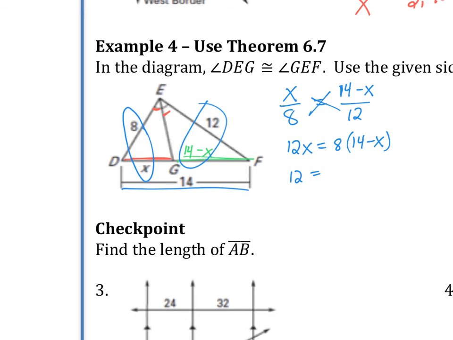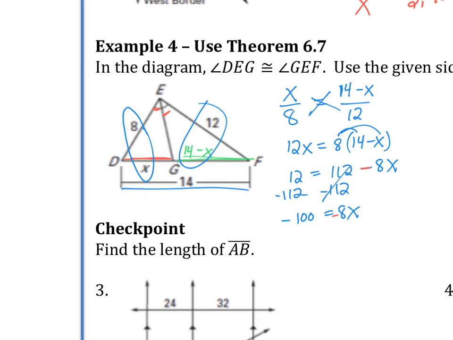So 12X equals 8 times 14, and 8 times 14 is 112 minus 8x. So we're going to do 8 times negative x and we get negative 8x. So if we solve this, we subtract 112. And we end up with negative 100 equals negative 8x. I totally forgot about my minus sign. So there's a negative sign here, so I need to have a negative sign in front here.